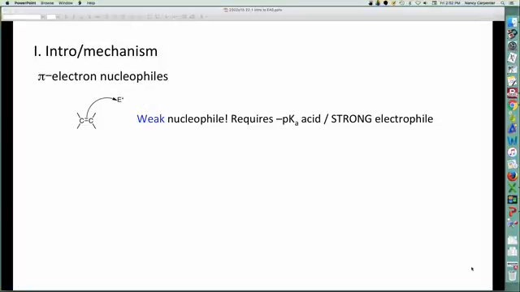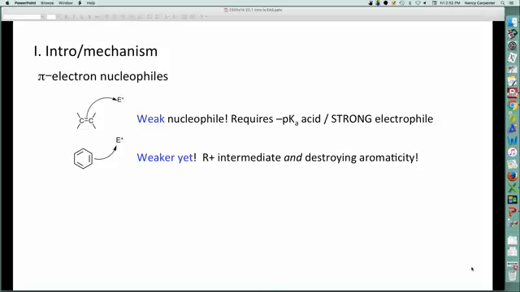But it's a really super weak nucleophile. It doesn't want to do that. So you have to have a super strong electrophile like HCl, H2SO4, a negative pKa acid, or a really good electrophile like, say, bromine. Well, aromatic rings are full of pi electrons. Can they be nucleophilic? Well, we've pretty much ignored them all year, but sure enough, they can if you induce them with a really strong electrophile.